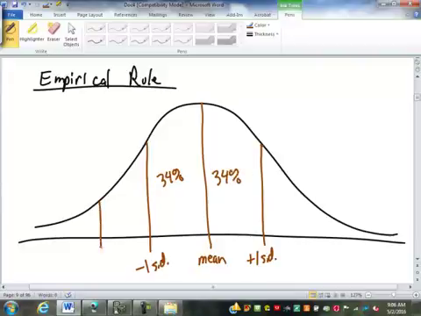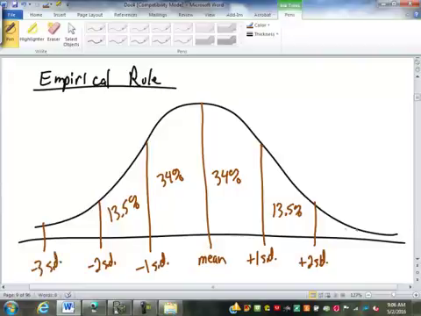If you keep going, between 1 and 2 standard deviations, there'll be 13.5% of the data, no matter which direction you go. If you keep going, between 2 and 3 standard deviations, there is 2.35% of the data. Then, more than 3 standard deviations away on each side, there's only 0.15%.